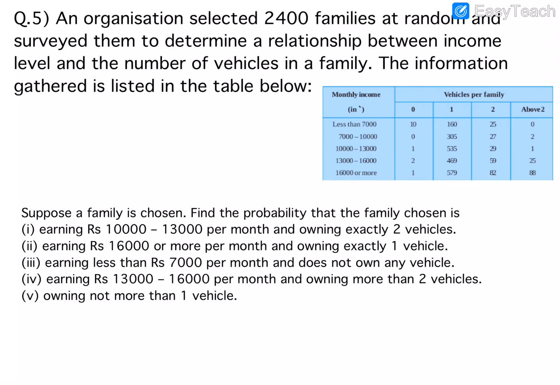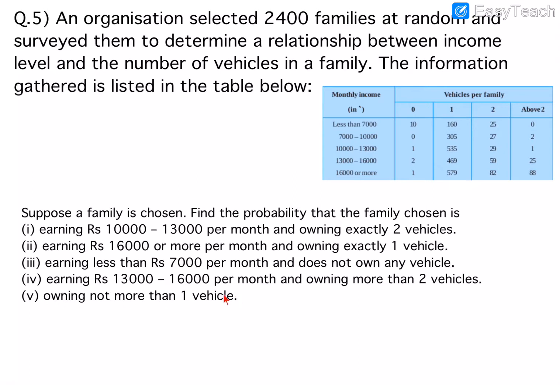Similarly, find the probability that the family chosen is earning rupees 16,000 or more per month and owning exactly 1 vehicle, and such families are 579. So the required probability will be 579 upon 2,400.